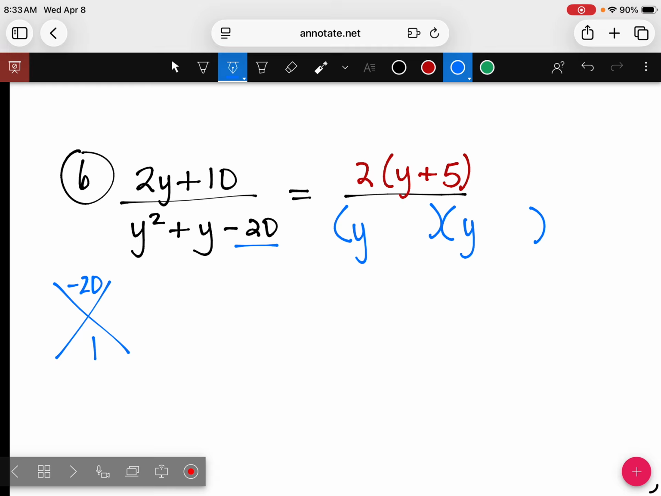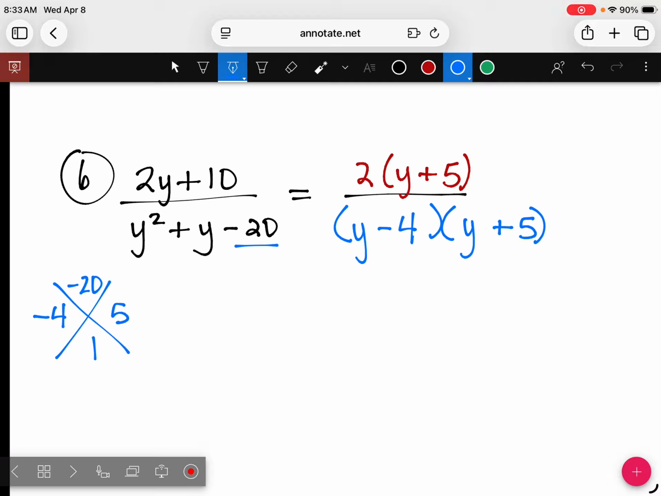All right, so that should factor down to what would be our numbers? 4 and 5. Which one is negative? The 4 or the 5? The 4. So this is going to be y minus 4 and y plus 5.